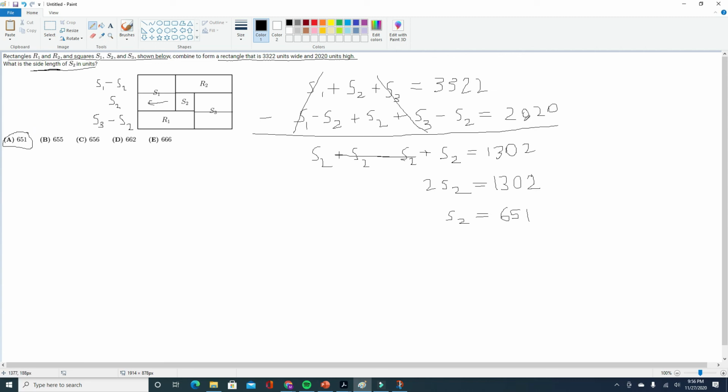Now, this video might take a little longer than you expect just because I'm showing you all the steps, but any experienced problem solver can instantly run through all of this and get the right answer pretty simply. Pretty much the only challenge to this problem is developing the equation for the 2020 side, as the equation for the 3,322 side is pretty simple. You just add up S1, S2, S3. So this is just another example of how important it is to be able to create equations and define variables and all that stuff.